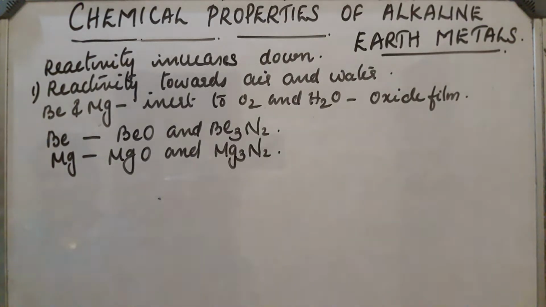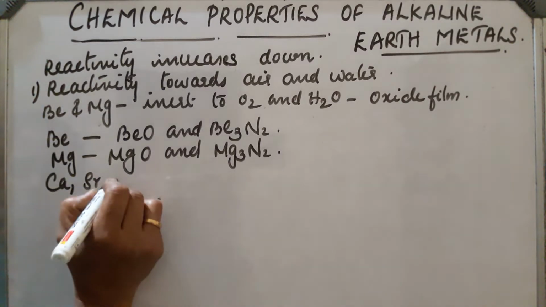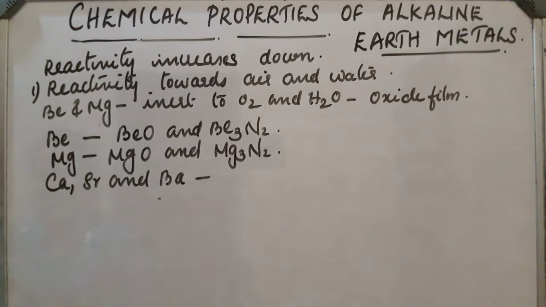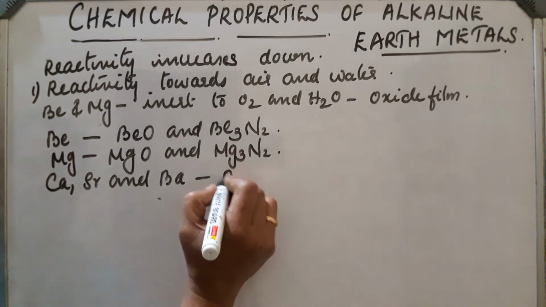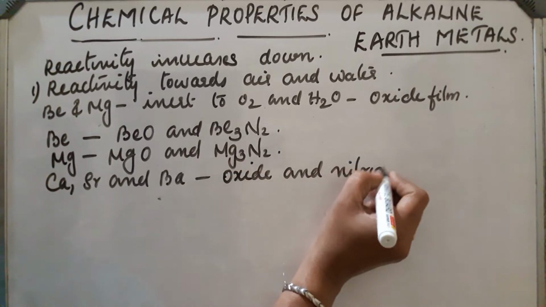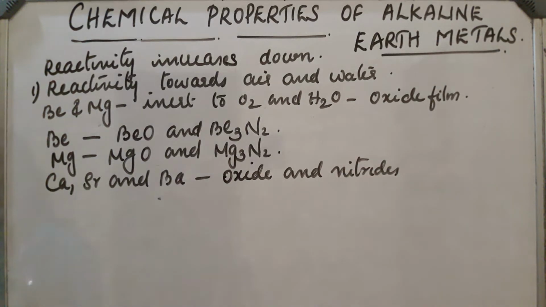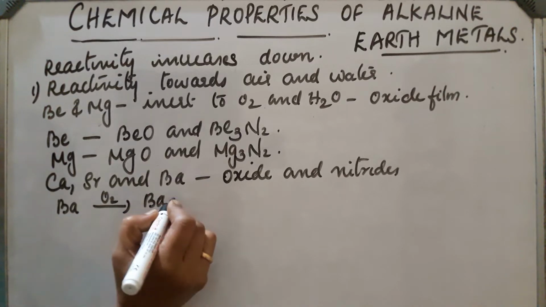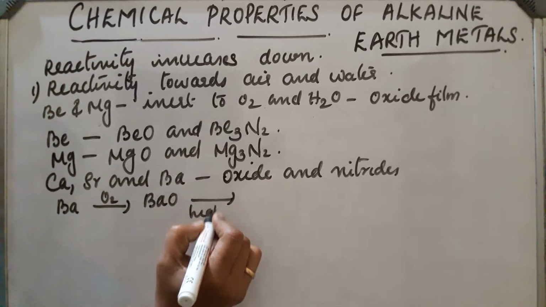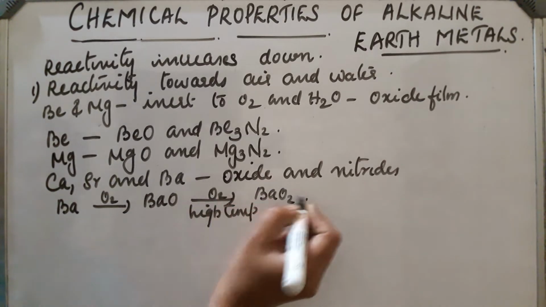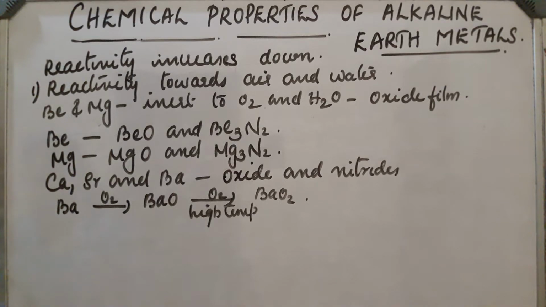Next, the elements calcium, strontium and barium. Down the group reactivity increases, so they are readily attacked by air and form oxides and nitrides. For example, barium on oxidation gives BaO. At high temperature, the oxidation takes place again and forms peroxide, BaO2. Barium peroxide is obtained.